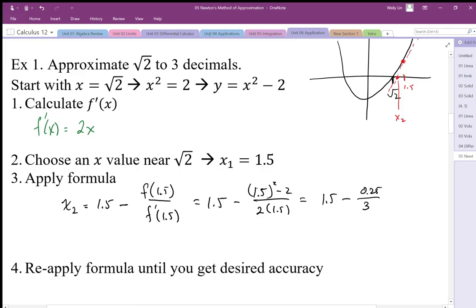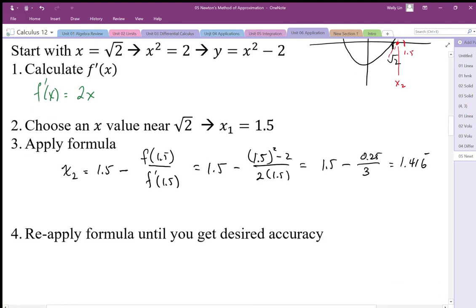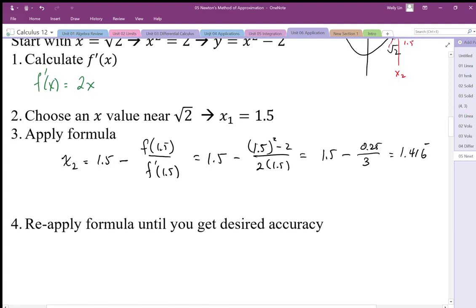Let's punch that in our calculator and we can get our next iteration here. It's going to be 1.5 minus 0.25 divided by 3, which is 1.41666 repeating. So this is going to be 1.4166 repeating, which already after our first iteration is pretty close, because basically the square root of 2 is 1.41. So we can reapply this to get whatever accuracy we want.